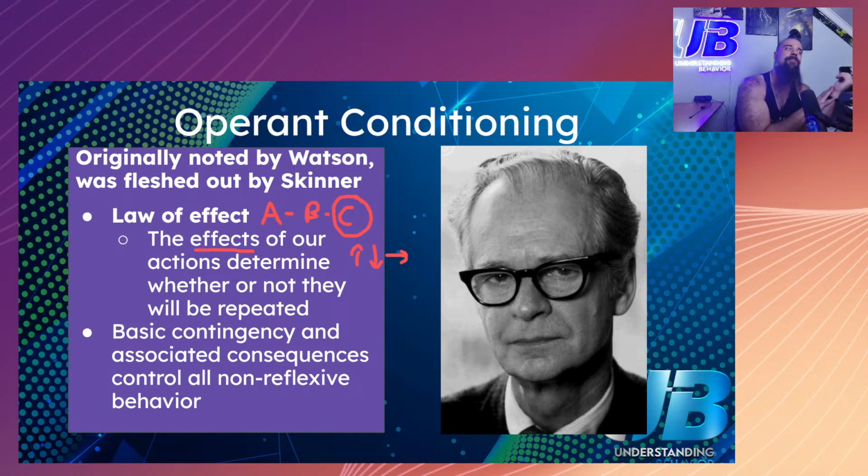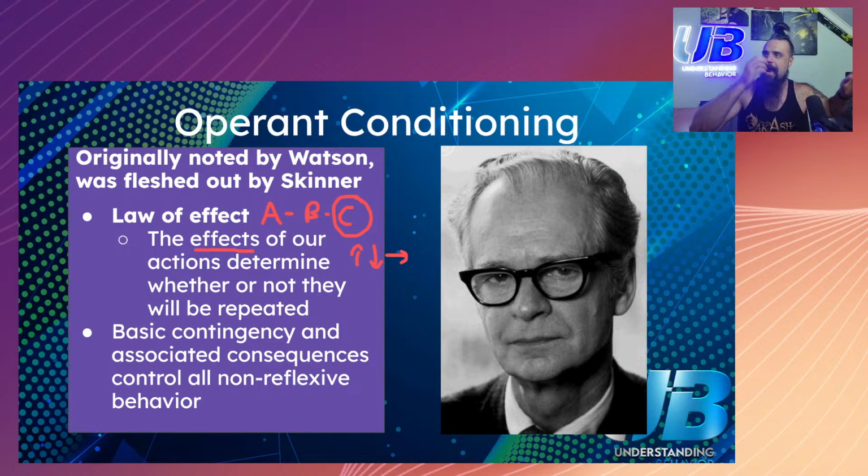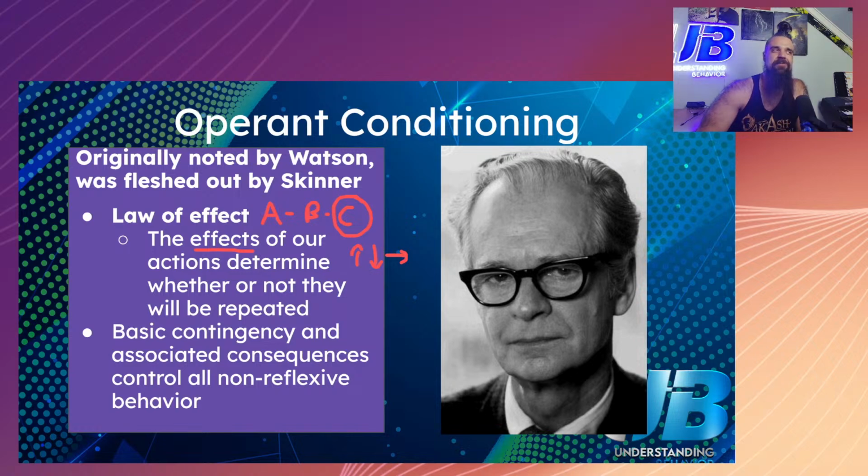When we're looking at operant behavior, the basic contingency and associated consequences control all of our non-reflexive behaviors. So think about respondent reflexive behaviors. Those are all one category. Operant behaviors are a whole different category. Most behavior really is operant behavior. Sorry, you guys are just throwing me off and laughing so much. In our behavioral contingencies, we really want to focus on this relationship between our behavior and our consequence, and how that dictates the future rate of that behavior.